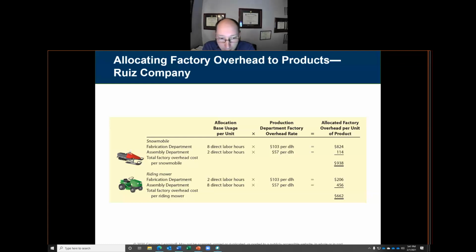What about the riding lawnmower? It spends 2 hours in the fabrication department, and it spends 8 hours in the assembly department. 2 hours times 103 is 206. 8 hours times 57 is 456. You add the two together to get your 10 hours for the riding lawnmower is $662 per riding lawnmower. Make sense?